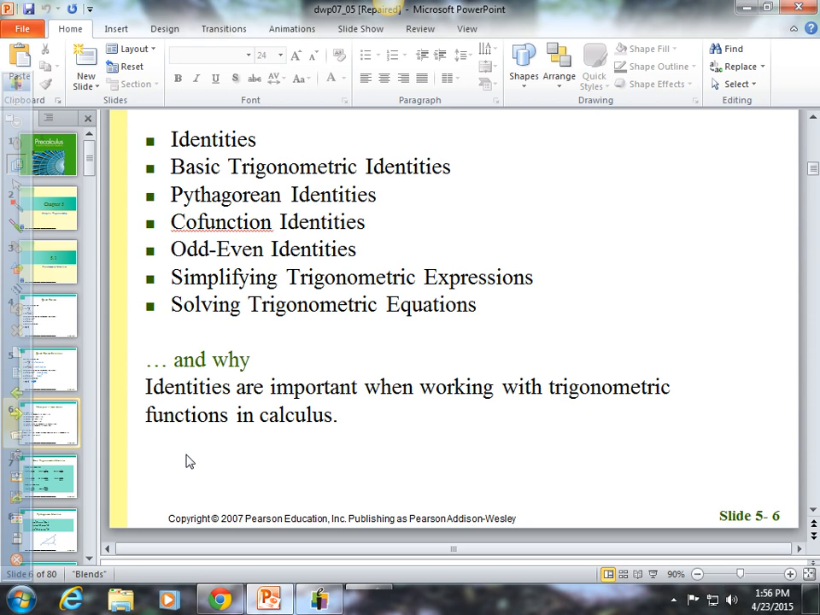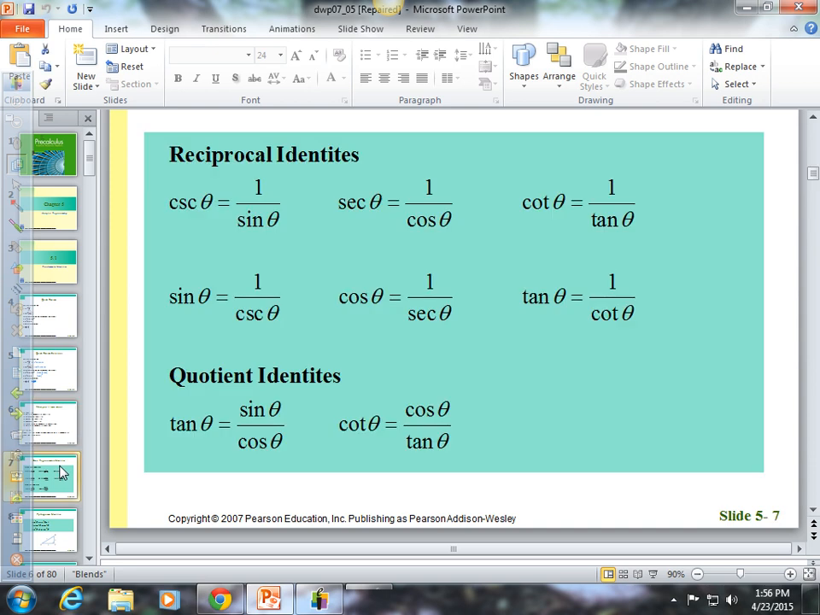Well, what does that mean for us? We'll talk about those even odd identities when we get to those. And then being able to prove identities, simplify expressions, and solve some basic trig equations here. So, questions on these ones at all, folks?